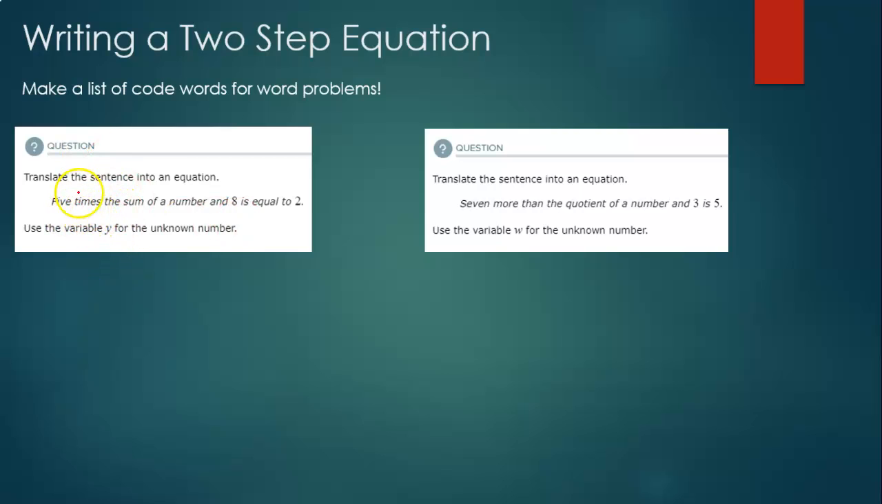All right, I don't see any new code words here. 5 times means to multiply, sum means to add, is equal to means equals. So 5 times the sum of, that means I'm adding 2 things, the sum of a number and 8. Well, if I want to multiply 5 times the sum of a number and 8, I want to put the number and 8 in parentheses and then make it equal to 2. You pause the video and try this one on your own.